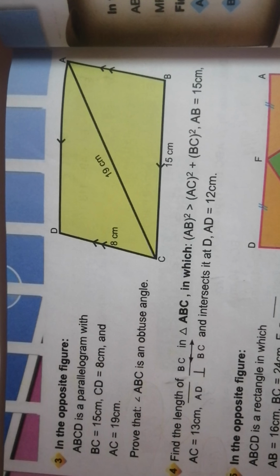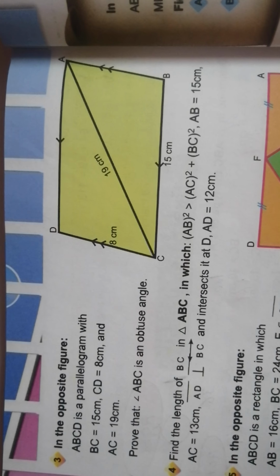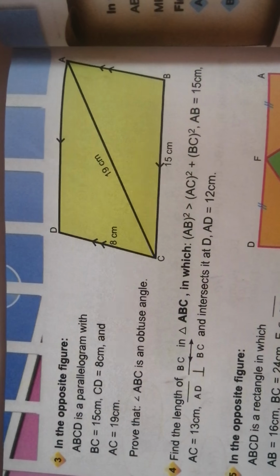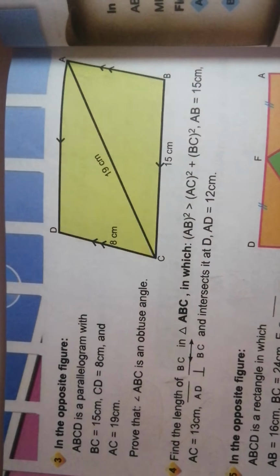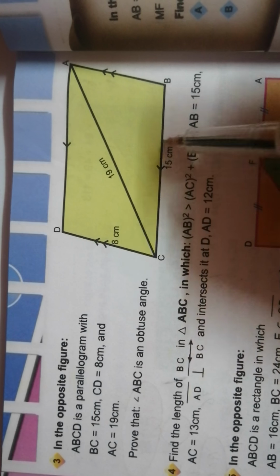Yes, I'm hearing someone saying we can get the squares of the three sides and compare the longest one with the sum of the others. So we have 19, this is the diagonal, and we have 15 centimeters. And what's the length of AB? Because ABCD is a parallelogram, AB equals CD, which is equal 8 centimeters.